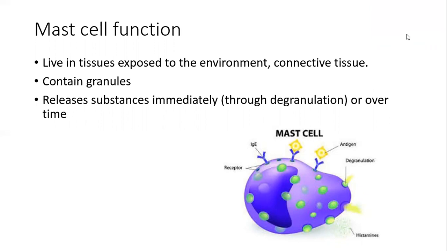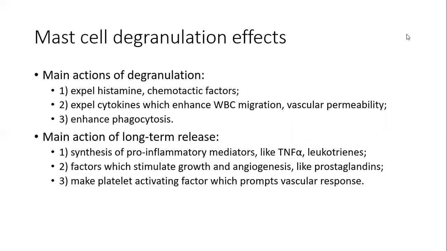And some of the things that come out of it are histamine. They also play a role in the adaptive immune system, as you can see, because they are antigen presenters, and they do a lot of different stuff. So when mast cells degranulate, it results in expulsion of histamine and chemotactic factors, the tractor beam stuff. They expel cytokines, which enhance white blood cell migration and vascular permeability, and they enhance phagocytosis.